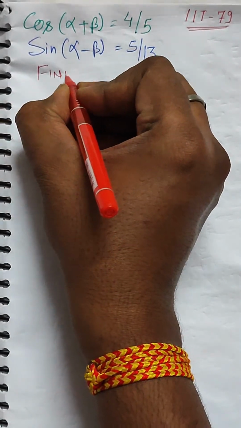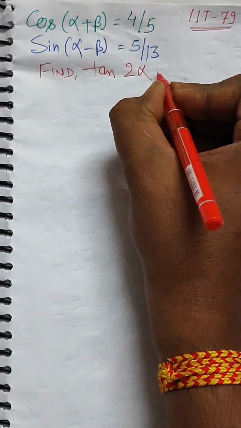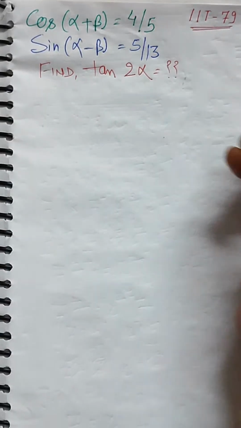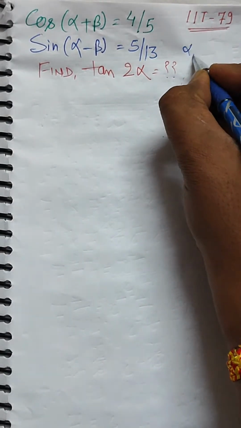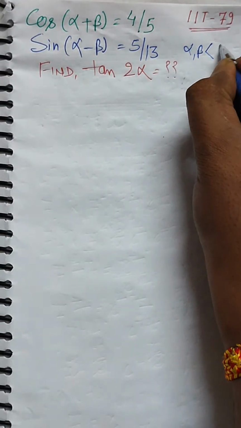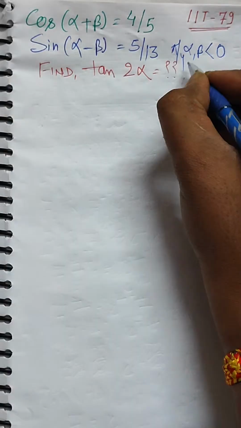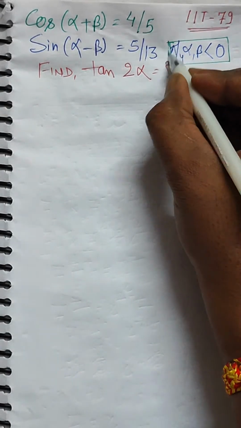Find the value of tan 2 alpha. That is what we need to calculate. And it's also given that alpha and beta lie between 0 and pi by 4. So these are the possible range for alpha and beta, that is 0 and pi by 4.